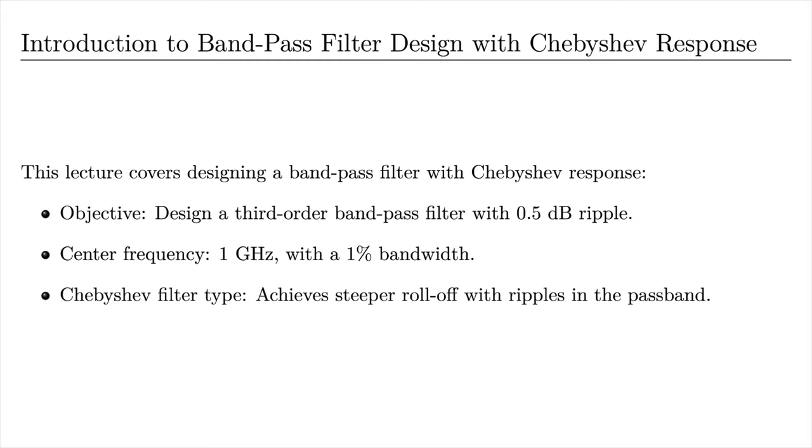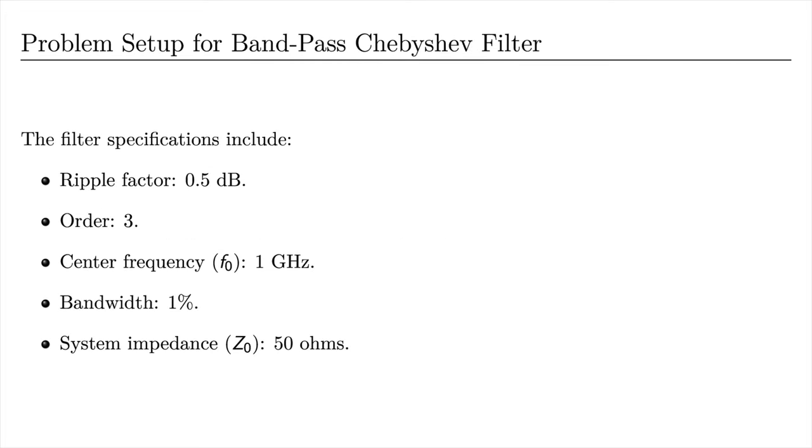This section covers bandpass filter design using a Chebyshev response. Our objective is to create a third-order bandpass filter with a 0.5 dB ripple, a center frequency of 1 GHz, and a bandwidth of 1%. The design specifications for our Chebyshev bandpass filter include a 0.5 dB ripple, third-order configuration, center frequency at 1 GHz, and a 1% bandwidth within a 50 ohm system.